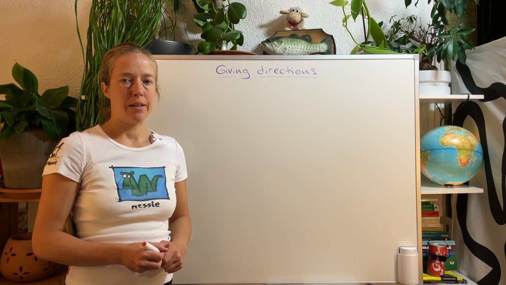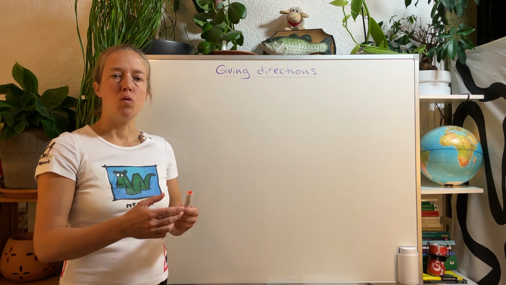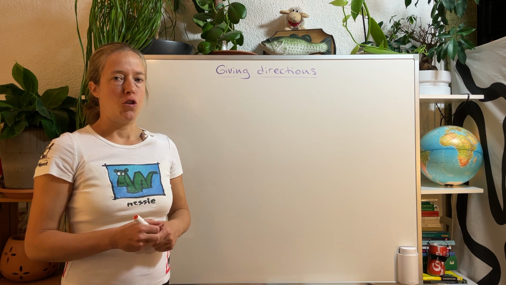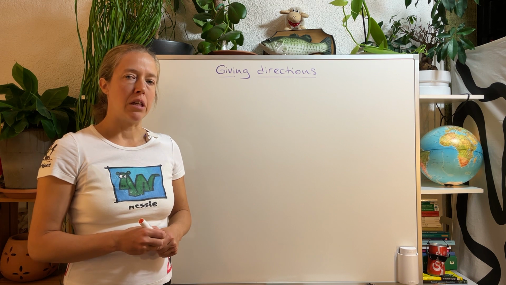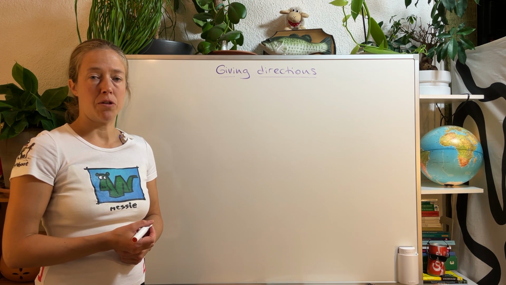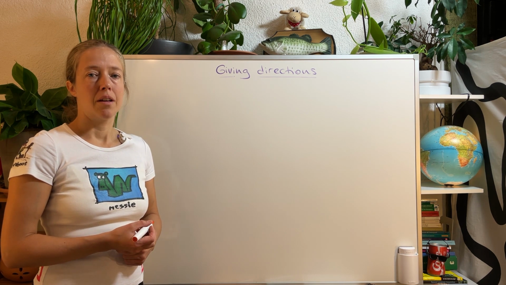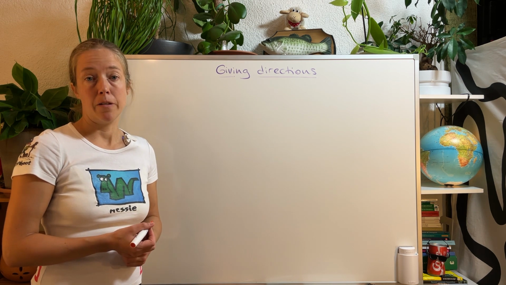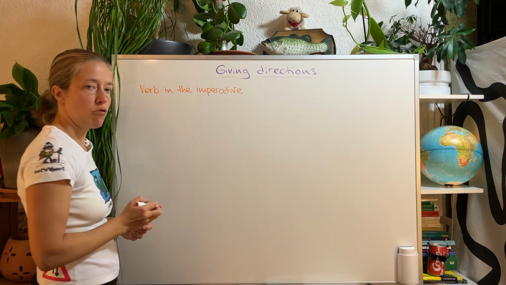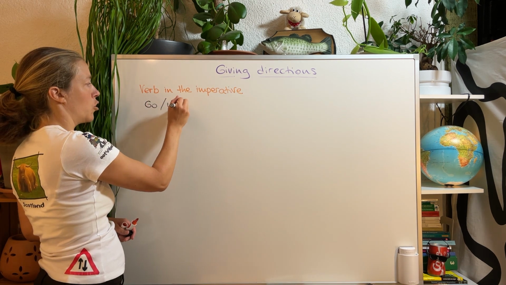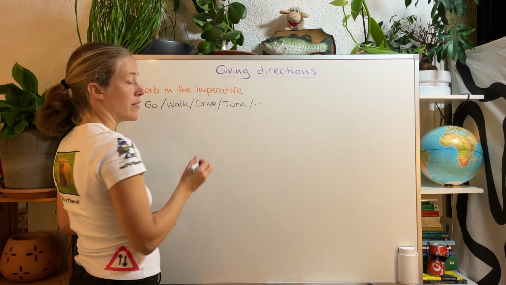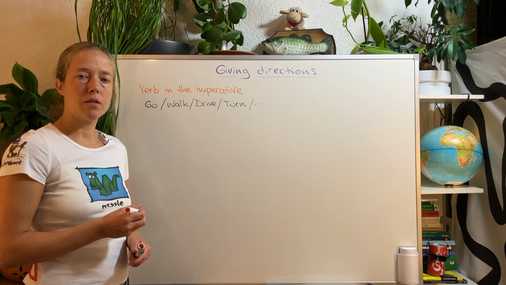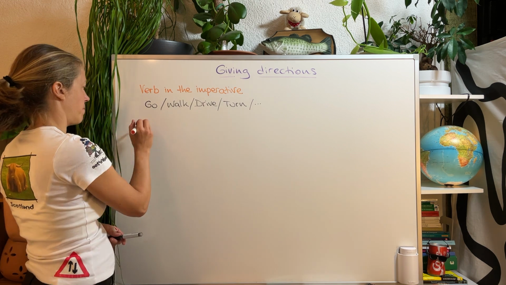Give directions, ça veut dire donner des instructions pour indiquer à quelqu'un comment aller d'un point A à un point B. So, to give directions, you need a verb in the imperative. This is very easy. The verb in the imperative form is the same as the infinitive. For example, go, walk, drive, turn, and so on. And then you need some prepositions and words that describe what you see.